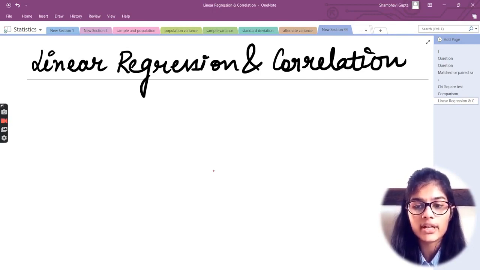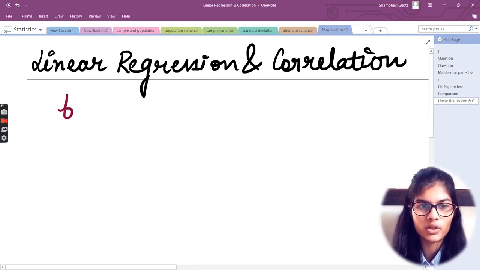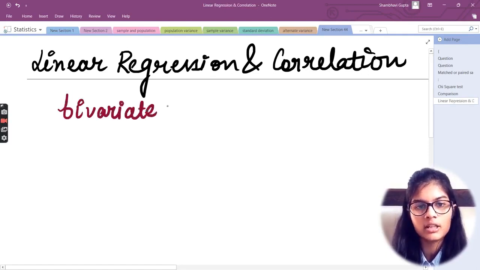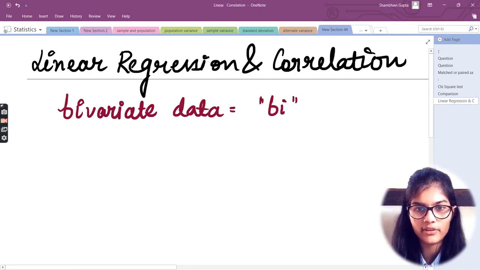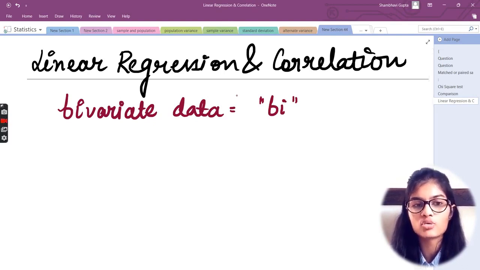The type of data I described there was bivariate data. We often call it bi. Bivariate data, bi means the two variables. So it's for two variables only.